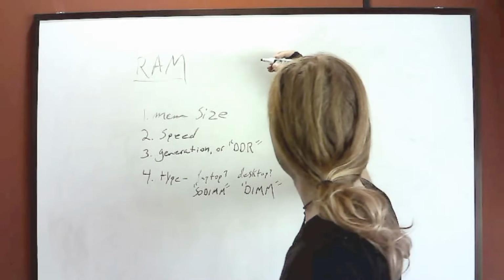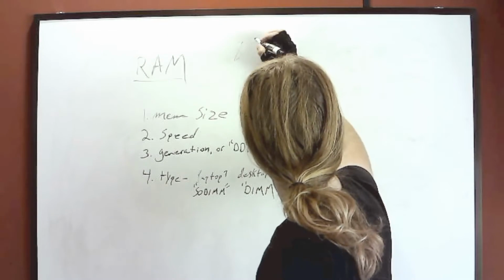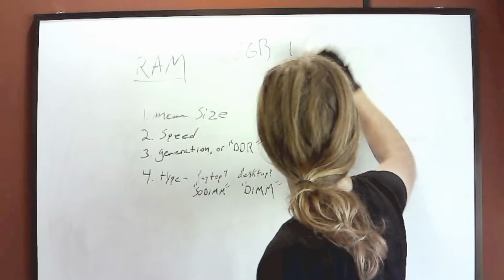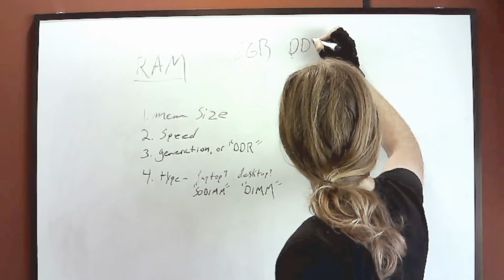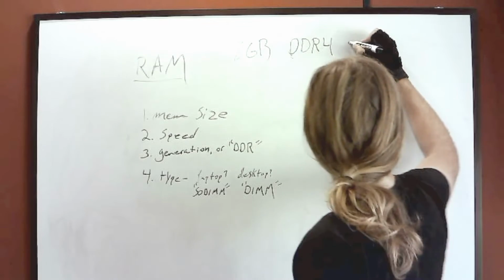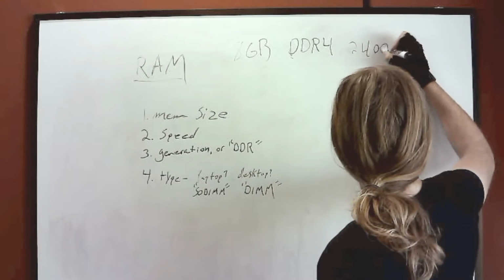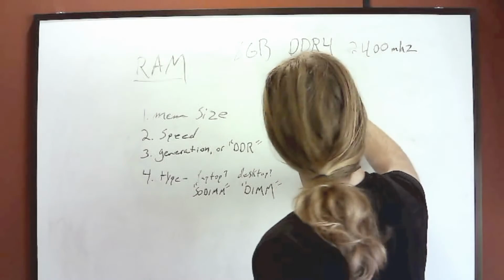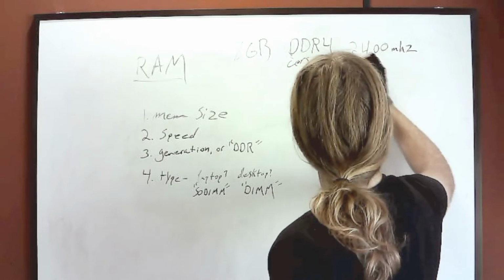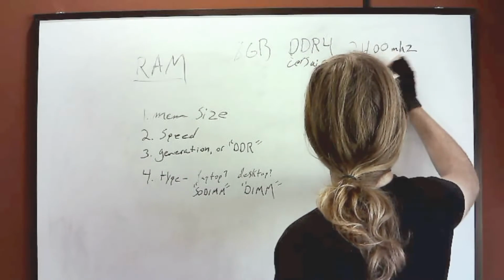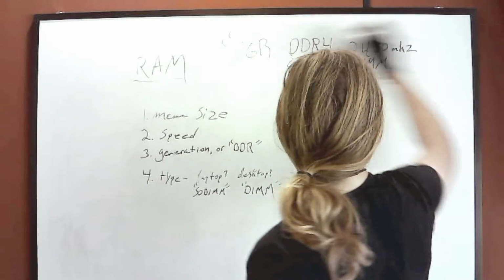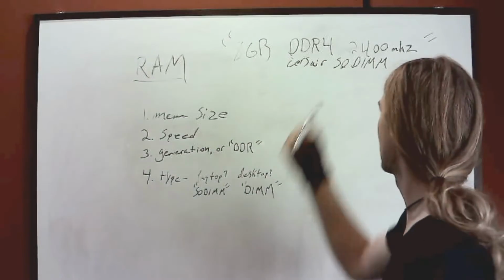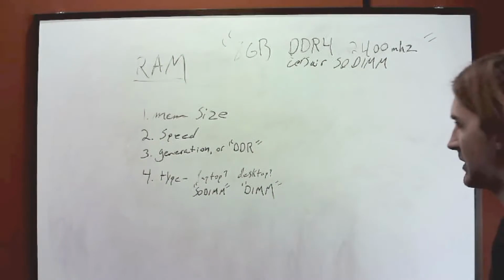Let's say we are gonna buy 8 GB DDR4, 2400 MHz, Corsair, SODIMM. All right, this is like a listing you will see for RAM. Something like that. 8 gigabytes, DDR4, 2400 megahertz Corsair SODIMM. All right, now let's decipher what that actually means.